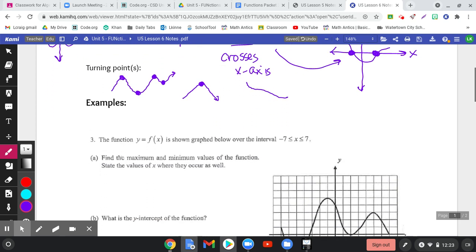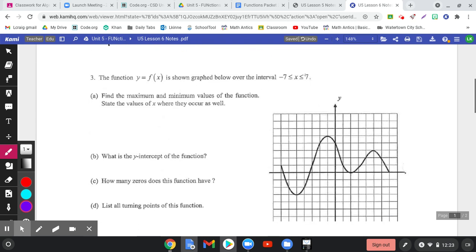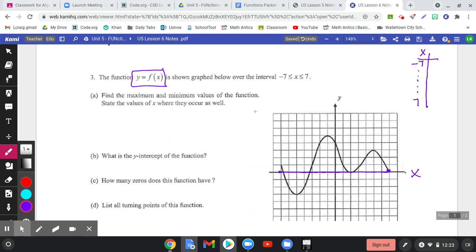Okay? All right, so let's identify some of these things on the graph. So this first function is function f. Remember, this is just giving it a name. We don't have an equation. And it's over the interval -7 to 7 on your x-axis. So if I were to make a table, my x's would go from -7 to 7. On the graph, they go from -7 to 7. So that's the width of your graph. Find the max and the min values.